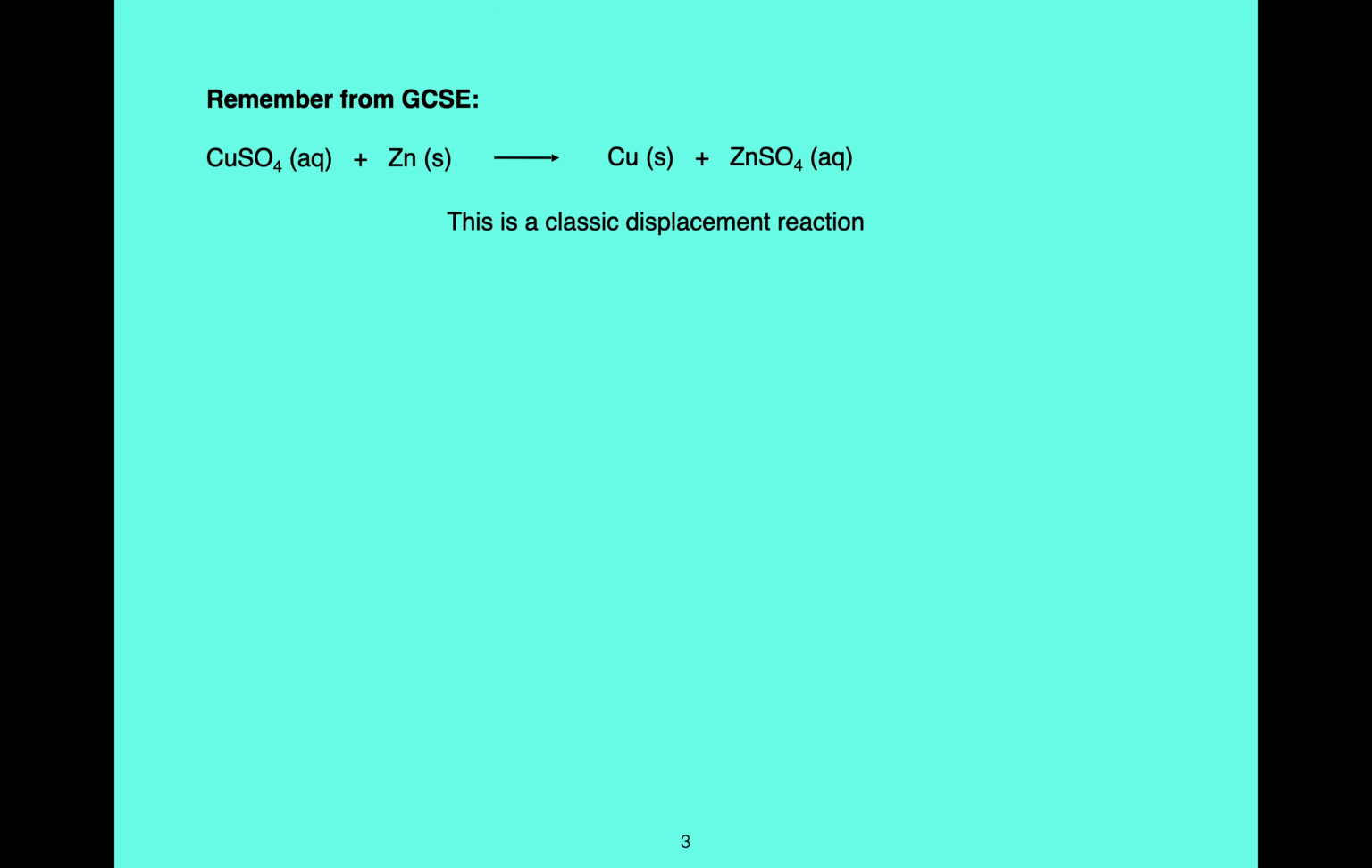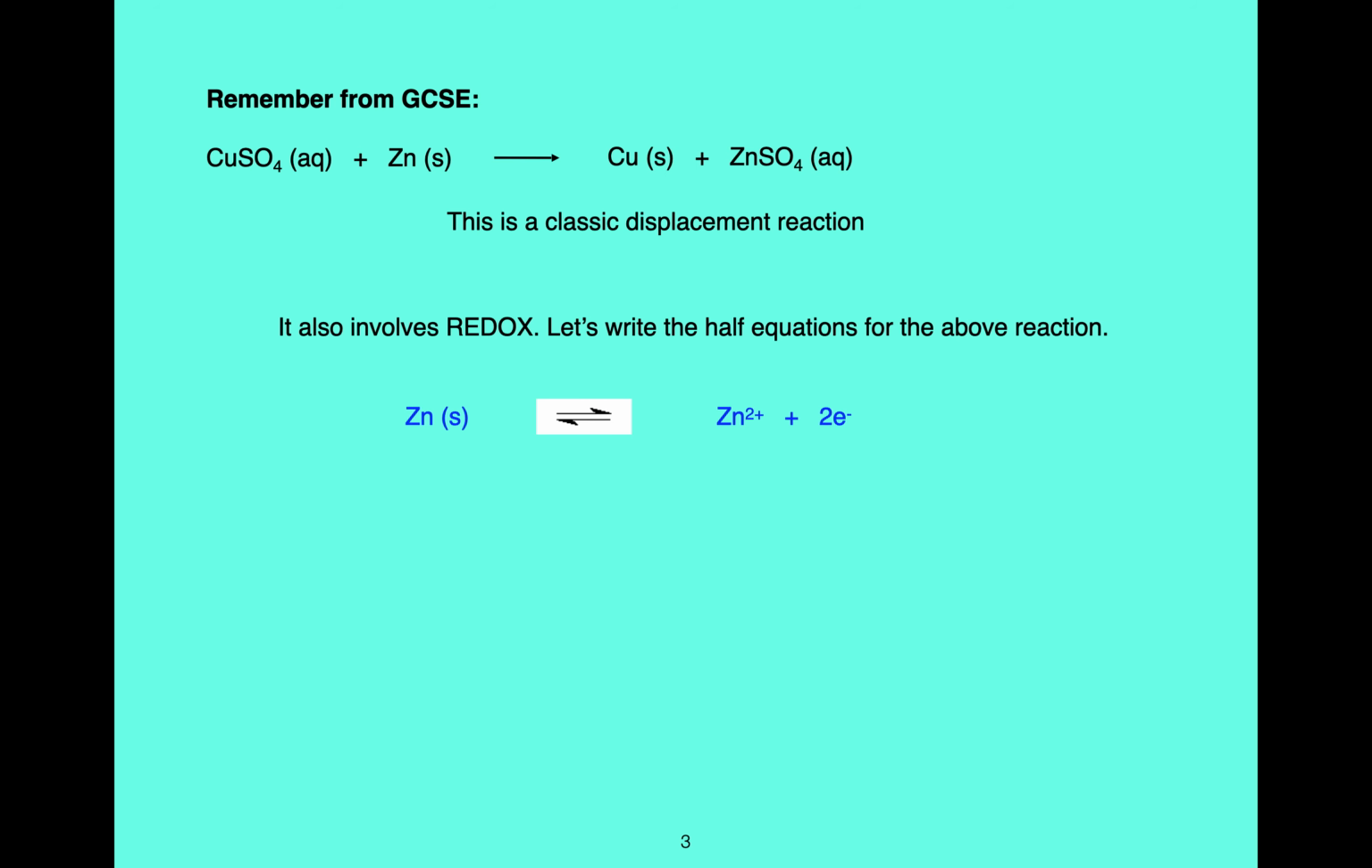IGCSE, GCSE, something as simple as a displacement reaction, we've seen that this is redox. And we can split this reaction into two halves, can't we? The oxidation half equation and the reduction half equation. Okay, so electrons have been transferred in this reaction. Zinc is losing its electrons to become Zn2+. Oxidation is a loss of electrons, so it's going from an oxidation state of 0 here to an oxidation state of +2.